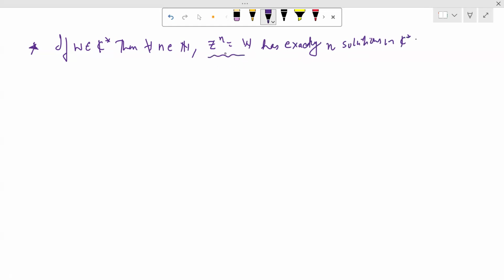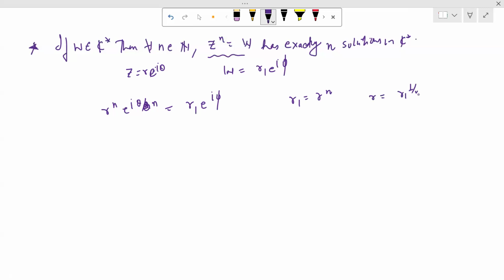So we know that there is existence of nth root of a complex number. So basically, if you take z equal to some r e^(iota θ), and let's say w is equal to some r1 e^(iota φ), then you know that r^n e^(iota nθ) will be equal to r1 e^(iota φ). So from here you know that r1 is nothing but r raised to power n, or simply r is equal to r1 raised to power 1 upon n.